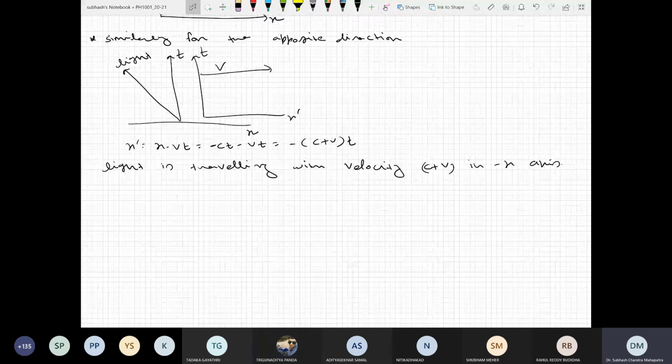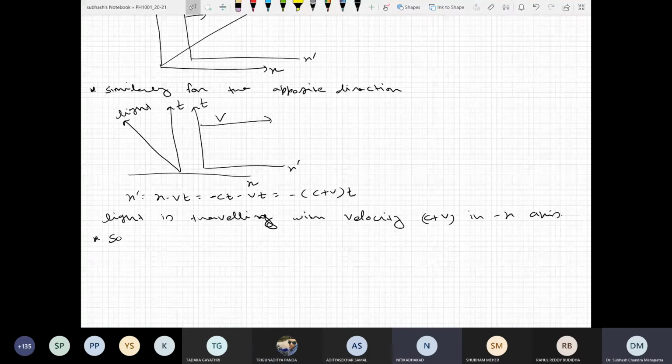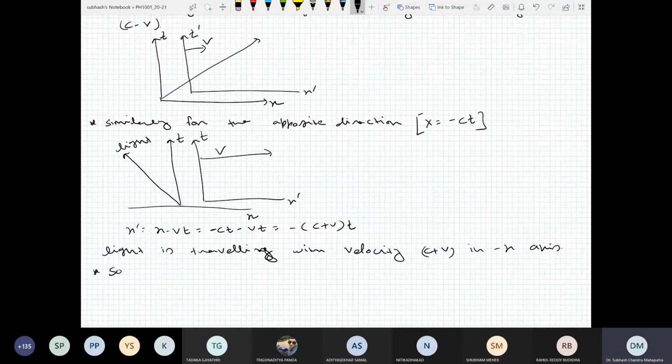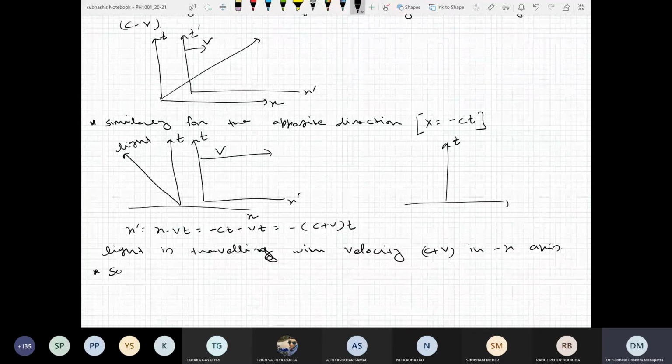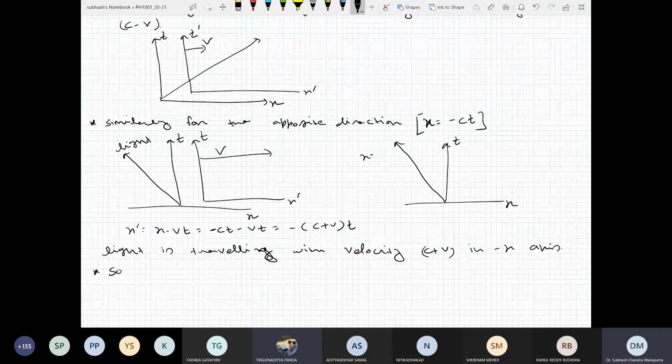Sir, I didn't get it. Which one? The direction, minus c plus v. Similarly in the opposite direction, that means x is equal to minus ct. So what is the graph of x equal to minus ct in your plane? This is your plane, this is the t axis, this is the x axis, and this line is x equal to minus ct.